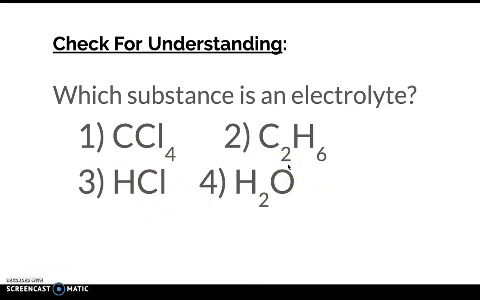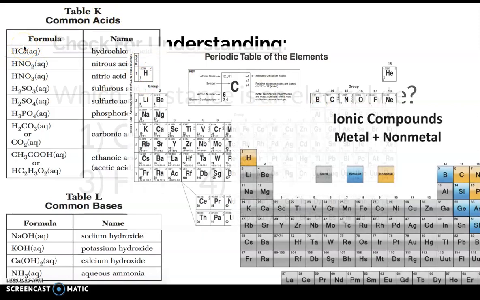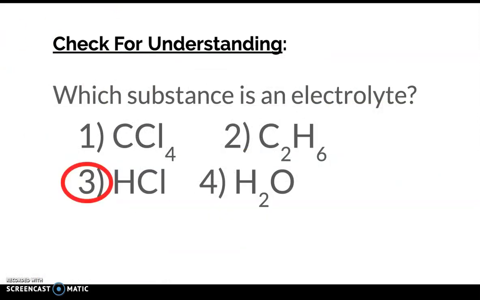So we cannot use the distinction between covalent compounds and ionic compounds to answer this question. We have to look at whether any of these choices are acids or bases. So if you look at Table K, we can see that HCl is in fact an acid. So that is going to be our answer. HCl is an acid.